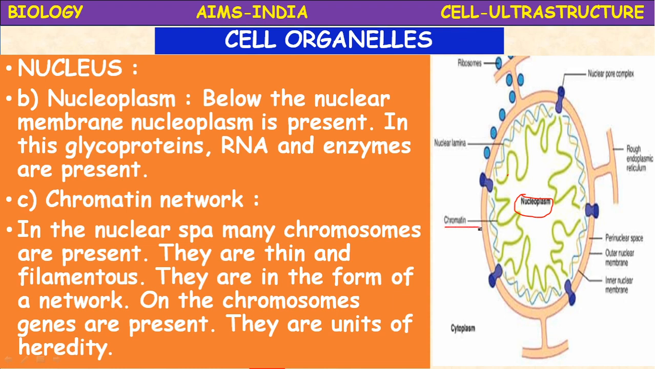In the nuclear space, many chromosomes are present. They are thin and filamentous, in the form of a network. Network means a net, twisted threads are present like that. On the chromosomes, genes are present. These genes are called the units of heredity.